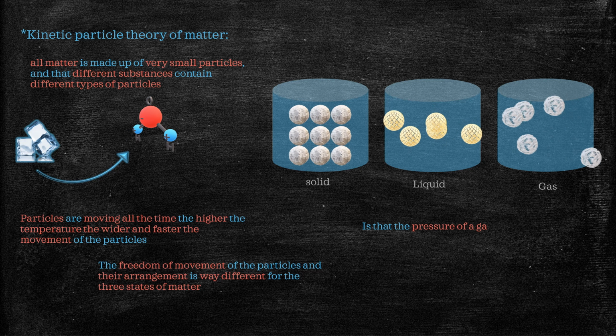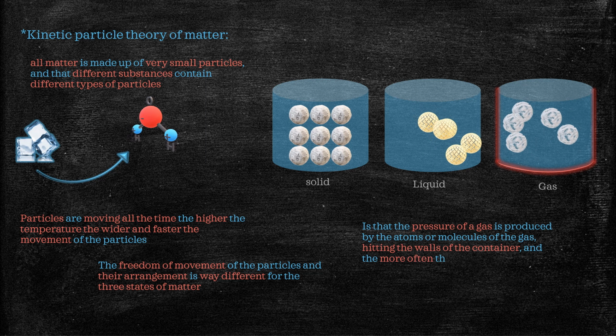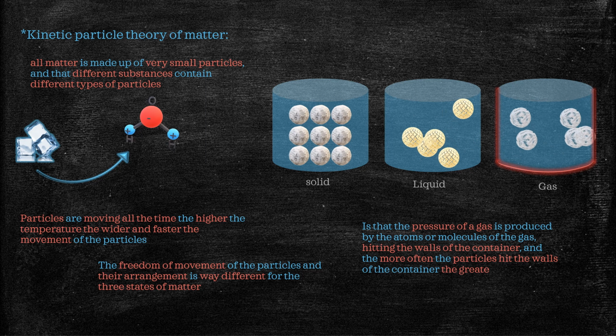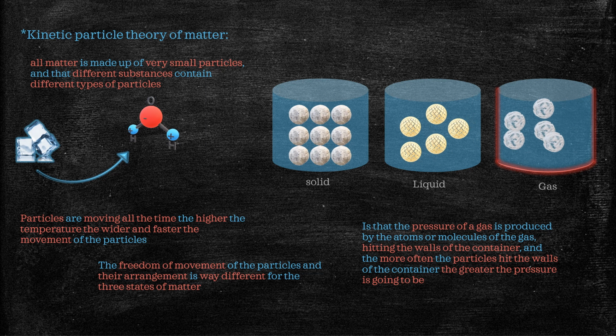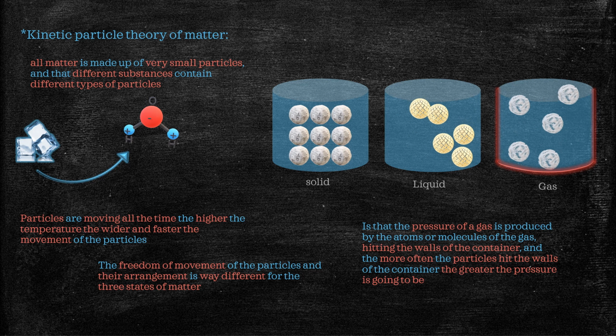And the final point of the kinetic particle theory states that the pressure of a gas is produced by the atoms or molecules of the gas hitting the walls of the container. And the more often the particles hit the walls, the greater the pressure is going to be.